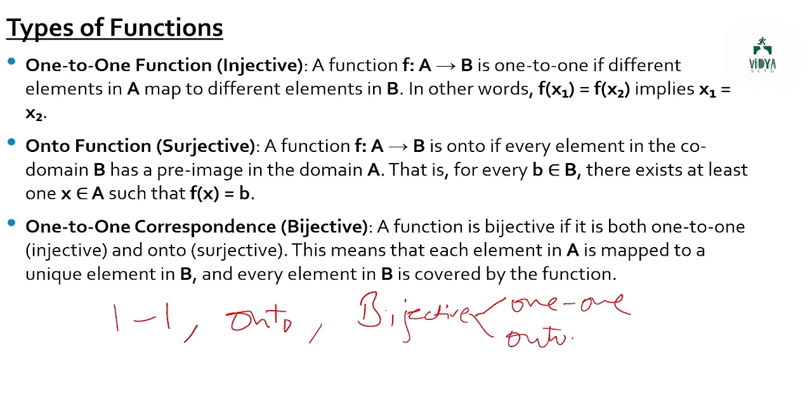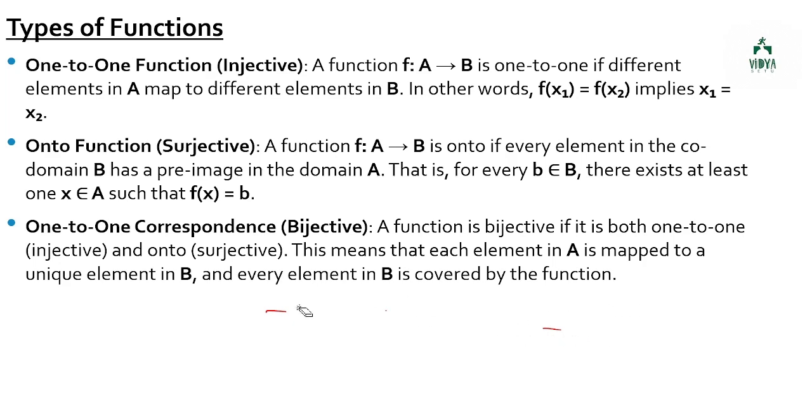Sir, what is a 1 1 function? A function is said to be 1 1 if different values of A map to different values of B. That means one element in A should not be mapping to the same element. That means what is 1 1? Okay, I'll tell you with an example. Don't worry, I'm there for you.